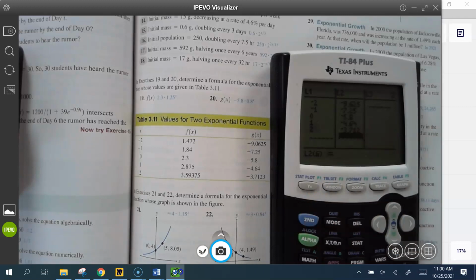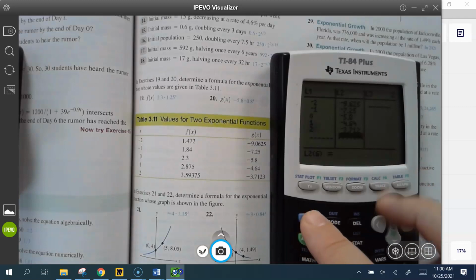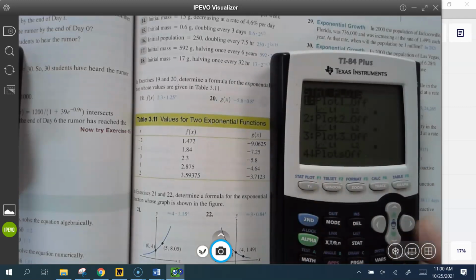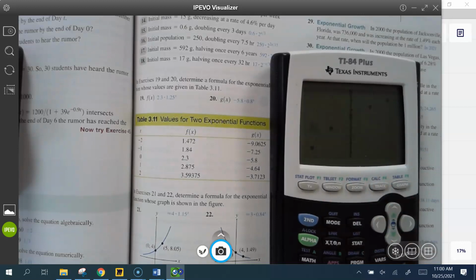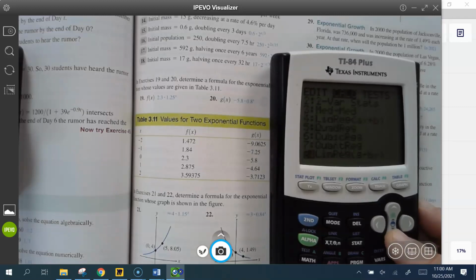Just so you see, you won't have to actually do this. You'll just be writing the equation for your homework. But just so you see what this looks like, I'm going to go into my stat plot and turn it on so you can see this graphed against each other. Definitely doesn't look linear. You can see it taking some curve here. So what I want to do is go stat calculate. Exponential regression.